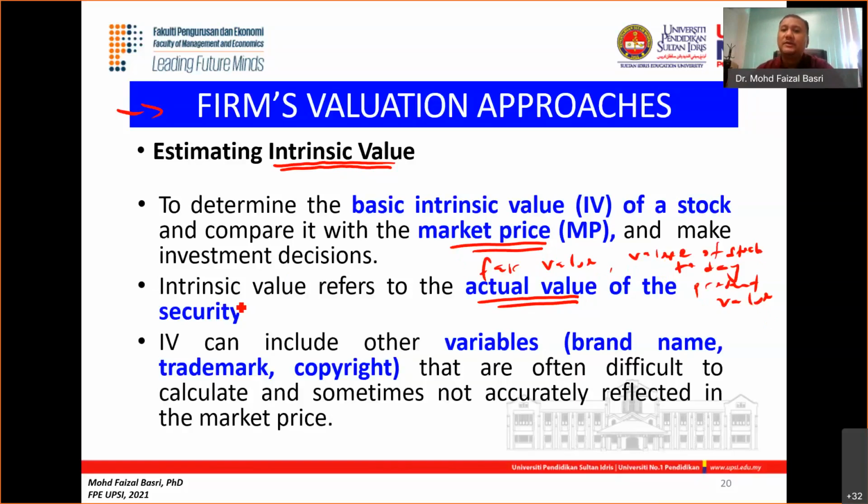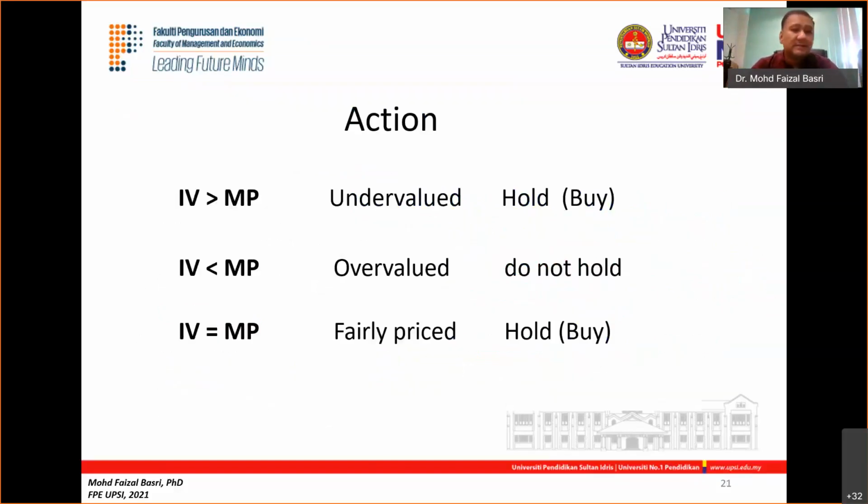So we're going to calculate the intrinsic value and we compare it against the market price. According to this approach, this is the assumption, that the IV will incorporate all the elements which is part of the brand name, the trademark, the copyright, everything will be embedded together with the intrinsic value. So meaning that IV will incorporate every other elements as part of the value itself. This one I already mentioned multiple times.